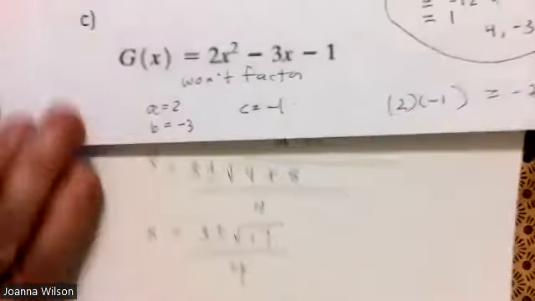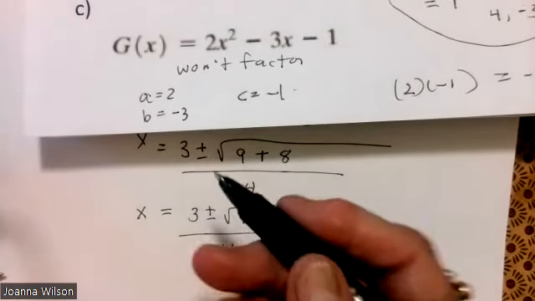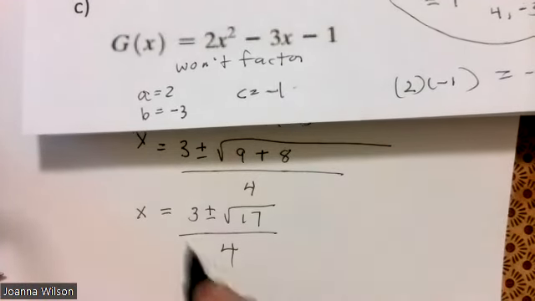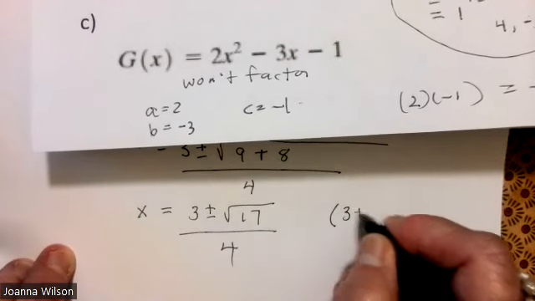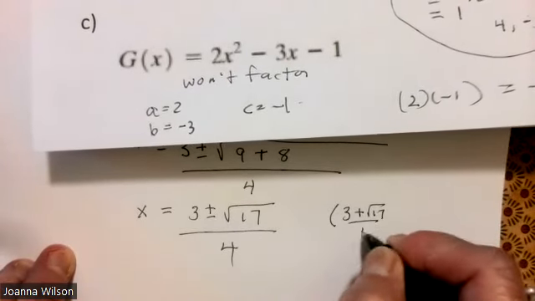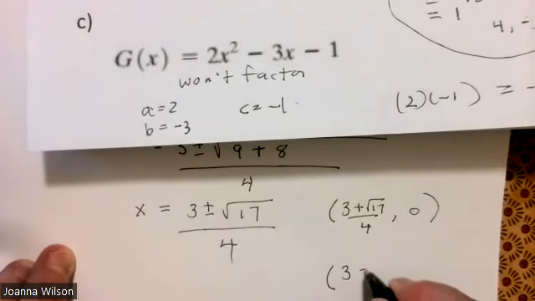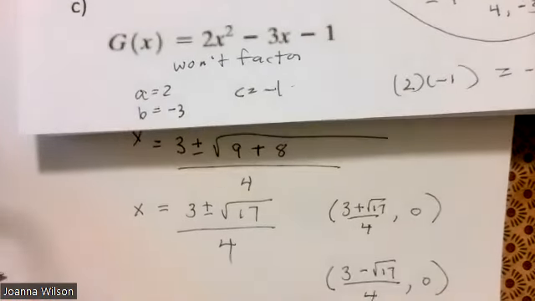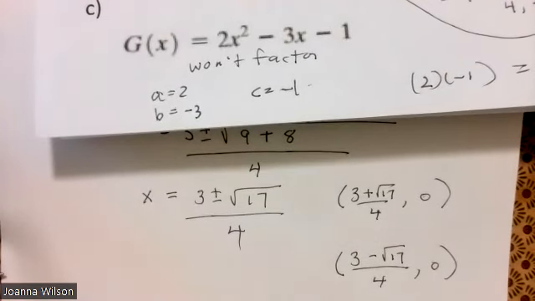And notice that this is an irrational number. That's because we couldn't factor it, so the answer is going to have to be something irrational. And so these are the two x-intercepts. One of them is positive 3 plus the square root of 17 over 4, and then 0 for the y value. And the other one is 3 minus the square root of 17 over 4 and 0. And if we were to graph the quadratic, we could tell that these were the x-intercepts.